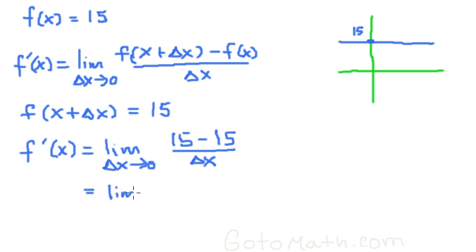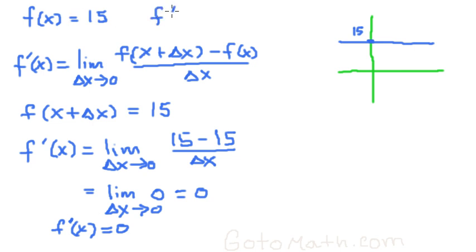This is the limit as delta x approaches 0 of 0 over delta x, which just happens to be 0, and the limit of 0 is just 0. Therefore f prime of x is equal to 0. So the derivative of this function is f prime of x is equal to 0. And so for any constant, the derivative is going to be equal to 0.